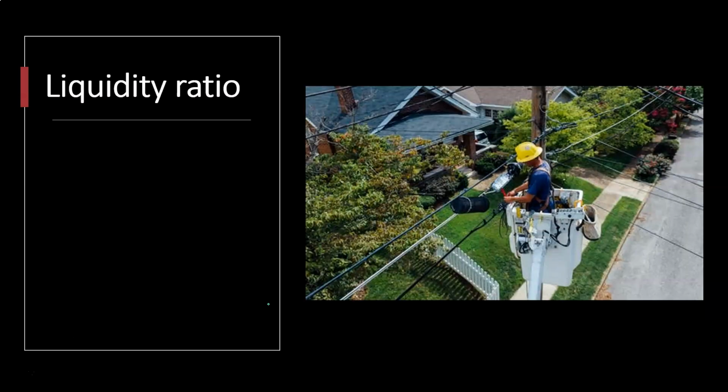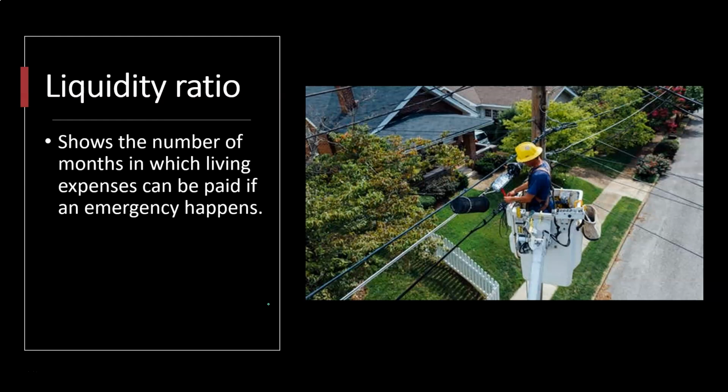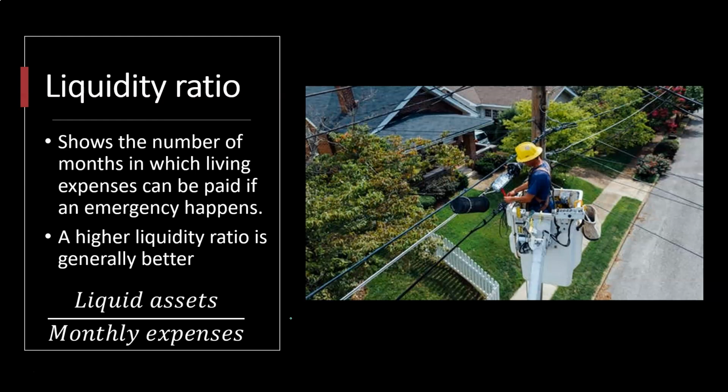So then we have the liquidity ratio, which shows the number of months in which living expenses can be paid off in an emergency. So if an emergency happens, how much do we have that we could be paying off the living expenses with, given that we might not have more income coming in during the emergency time frame? So a higher liquid ratio is generally, of course, better, with the liquid ratio being the liquid assets compared to the monthly expenses.